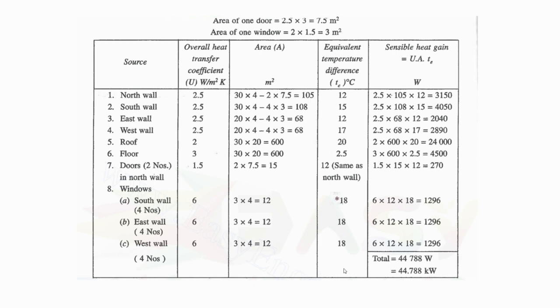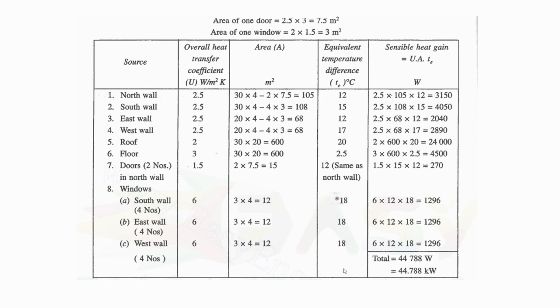Similarly for the south wall, east wall, and west wall we can calculate. Now for the roof, the dimension we have is 30 into 20, so simply we get 600, and the temperature difference is 20, so we will get 24 kilowatt sensible heat gain from the roof. Similarly for the floor, and now we have to calculate the same for the door and windows. Here we will get the total heat gain, which is 44788 watt, which is nothing but 44.788 kilowatt. So in this table we get the values of the sensible heat gain from the room.